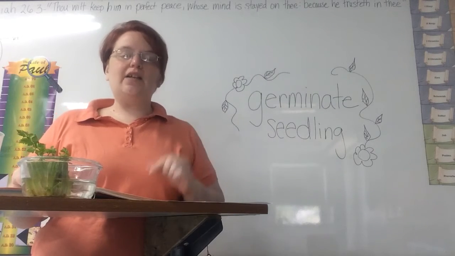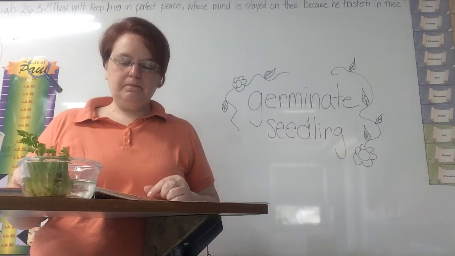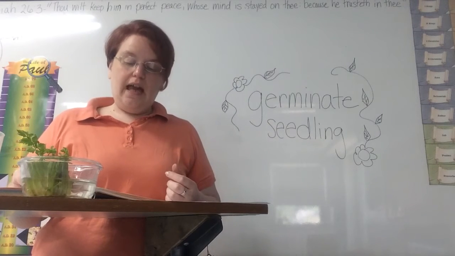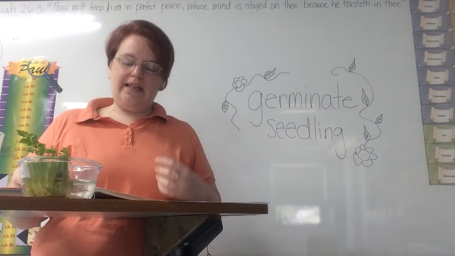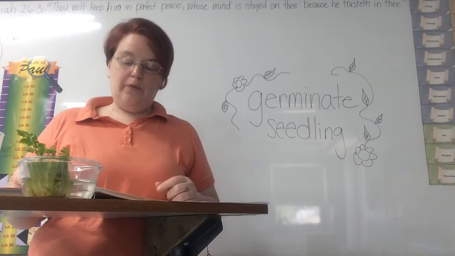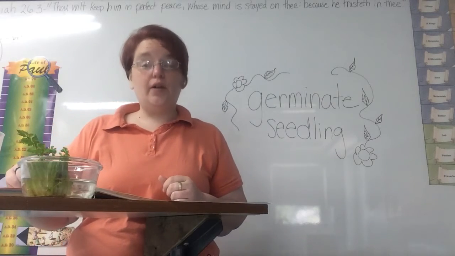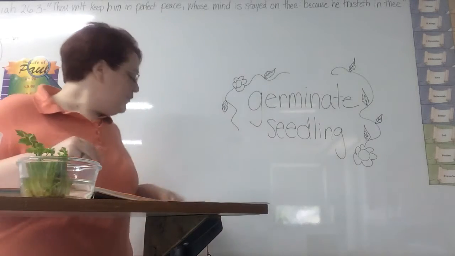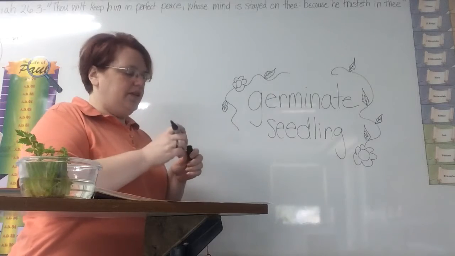The young plant is called a seedling. Soon more leaves appear, and the stems get thicker and taller. The seedling grows until it becomes an adult plant. As an adult plant, it will be able to reproduce its own seeds. Okay, so let me go ahead and explain to you what that's talking about.